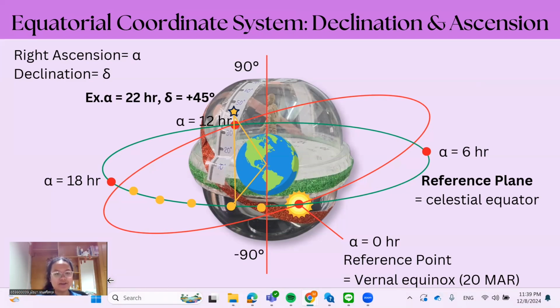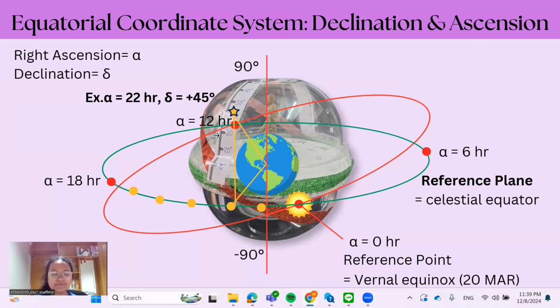the position is divided into 24 parts, as there are 24 hours. So for example, the star in this picture is located at 22 hours of right ascension and positive 45 degrees of declination.